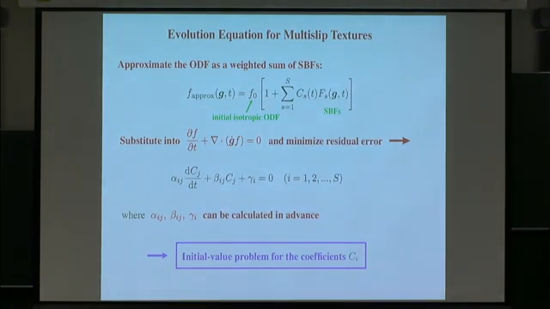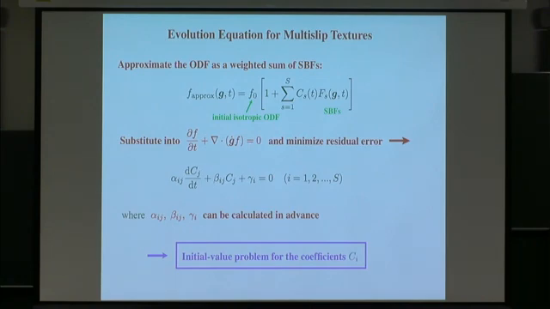So now how do we put this all together? We've got 3 of these structured basis functions, and we want to express an arbitrary texture in terms of those. So we start by approximating the ODF, remember that's the orientation distribution function, as a weighted sum of these structured basis functions. So the approximate form of this solution is the initial isotropic orientation distribution times this bracketed quantity here, where the f sub s are the structured basis functions for each of the slip systems. C sub s is an unknown coefficient.